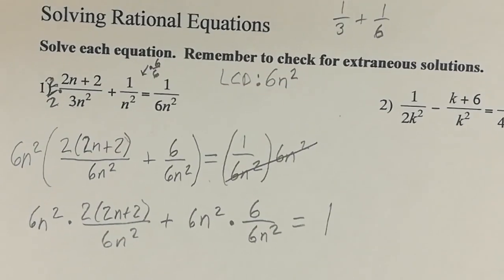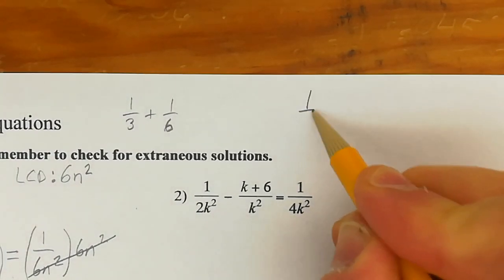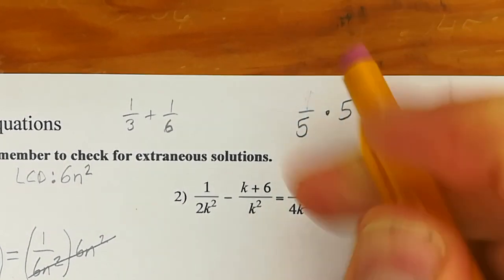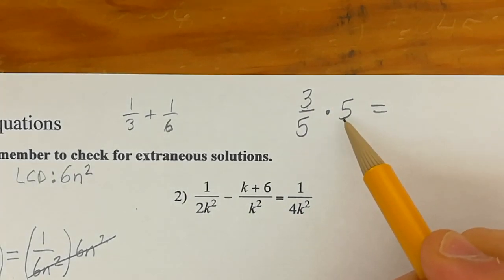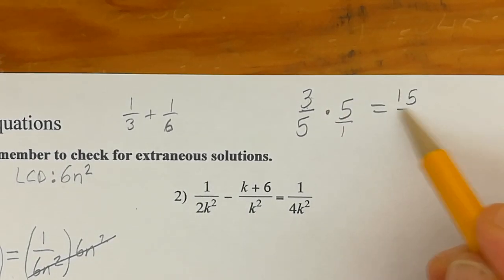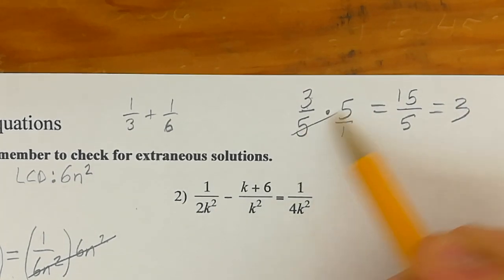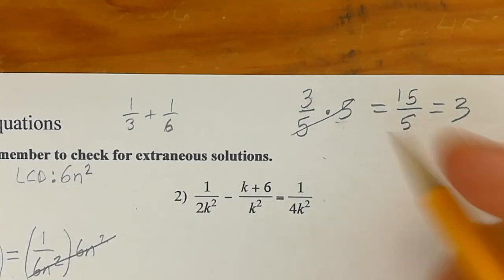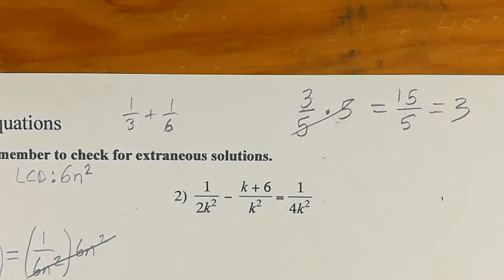If you have, and I'm just going to go off to the side for a second, 1/5 times 5, or let's make it more interesting, let's say we got 3/5 times 5, okay? Well, if we did this the long way, we would get 15 over 5, which would give us 3. But notice, we could have just done this, not have the 1 there even, and we would have just ended up with 3. So anytime you multiply a fraction by the denominator, those are going to cancel out. So that's what's happening here.